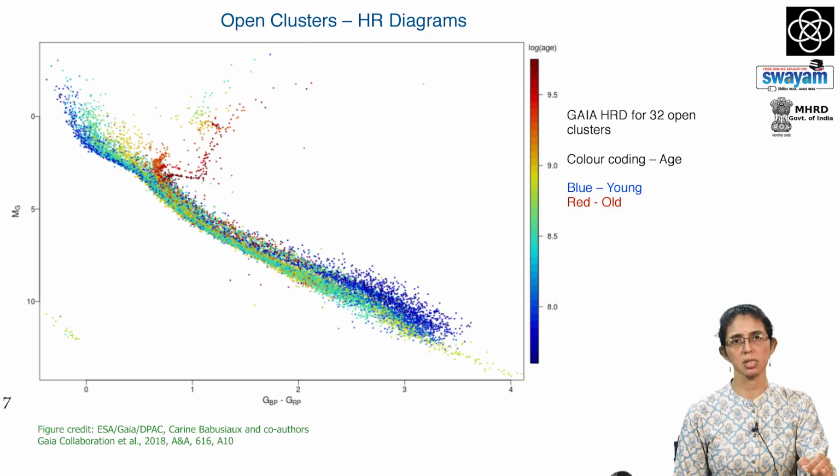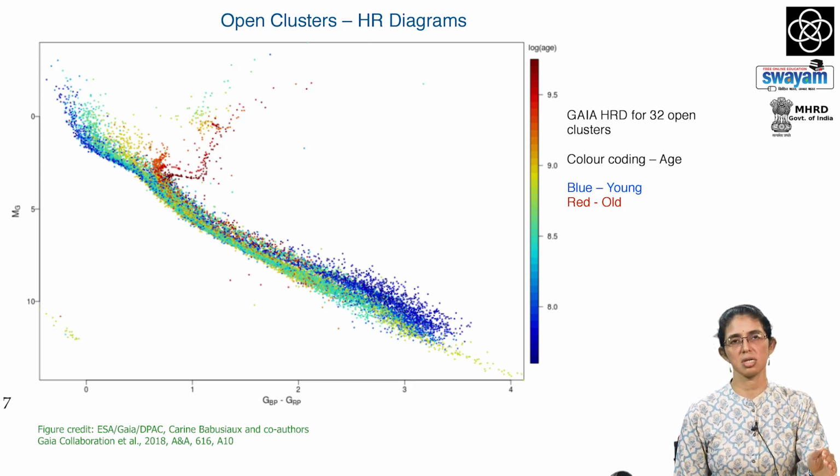Now, the older clusters seem to show a turn off. Now, we will try to understand why this turn off happens. What happens is that the older clusters have this kind of turn off, they move away from the main sequence band and start moving towards the giant region of the HR diagram. And we also observe that these clusters, that is the older clusters, hardly have any massive stars.